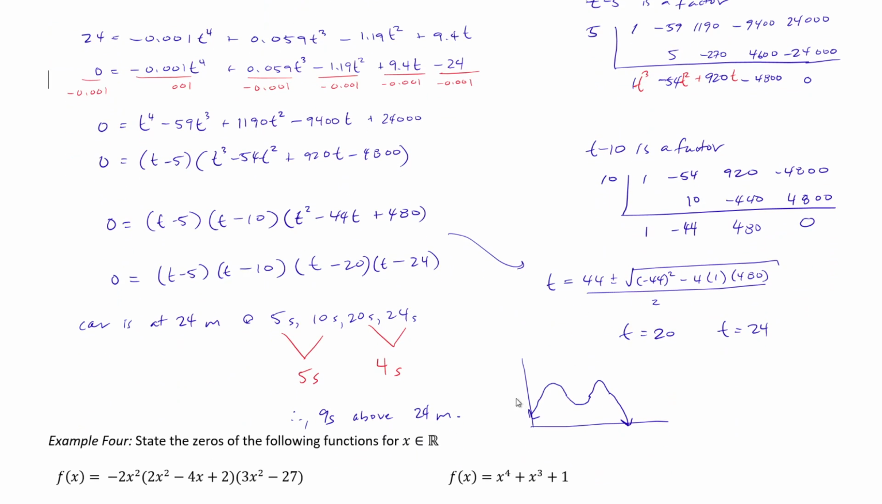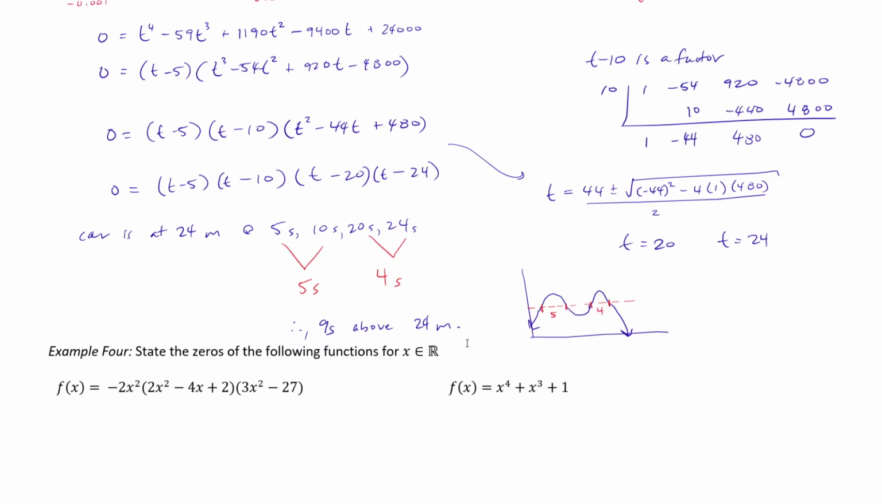So at this point right here, we look here, and here, and here. The difference between these points was 5 seconds. The difference between those points was 4 seconds. So it was above 24 meters for 9 seconds. Now, we're going to learn a slightly different way of approaching this problem in the future by using inequalities. But for now, this is one way to take a look at it.